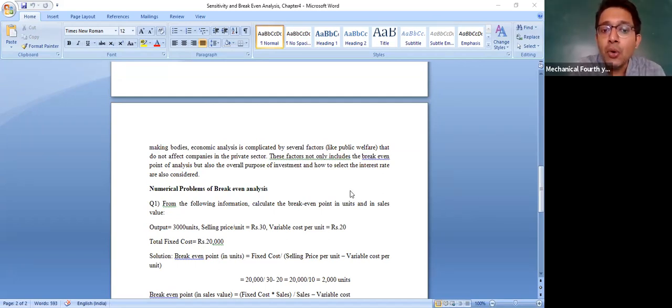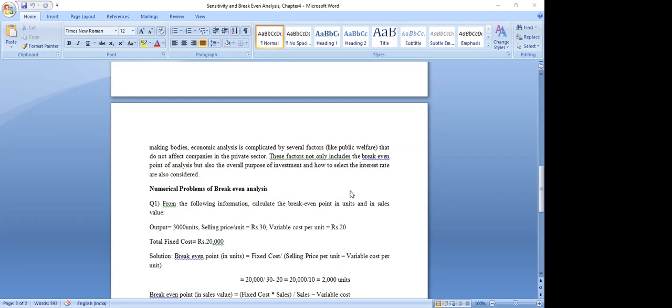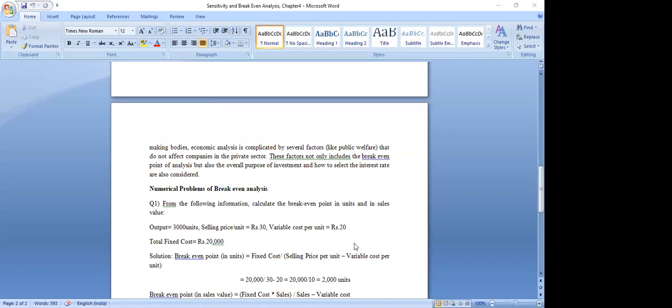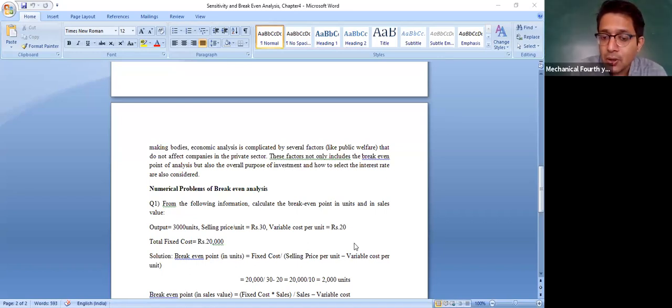Fine. Okay. Now, Rohan, try to find out break-even point in sales value. Rohan, can you do that? Yes, sir. Break-even point in sales value. Naseeb, can you do that? Sir, I'm looking at it. Okay. Fine. The formula is fixed cost into sales divided by contribution. Fixed cost is given as rupees 20,000.